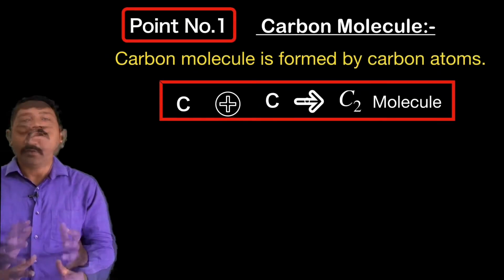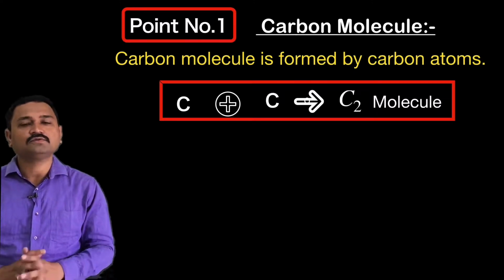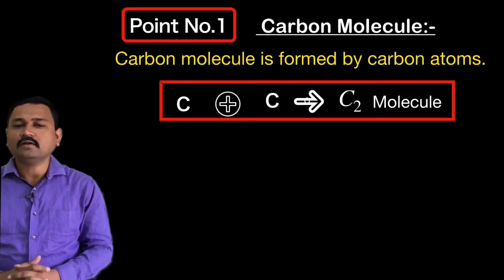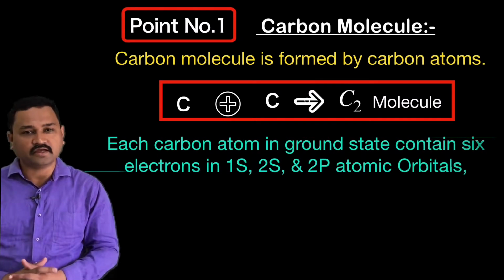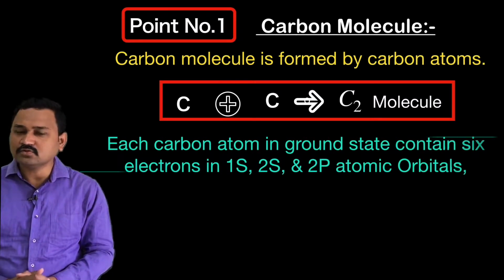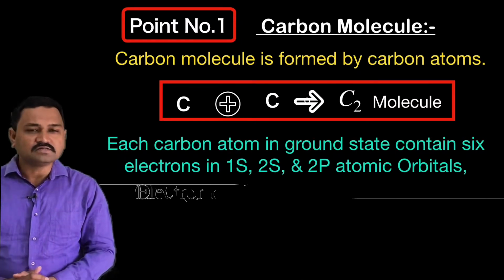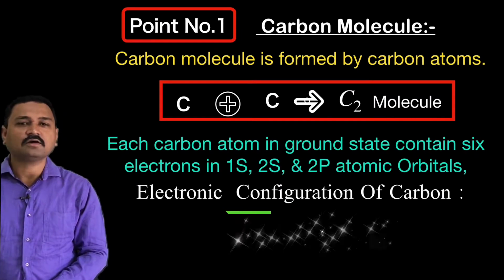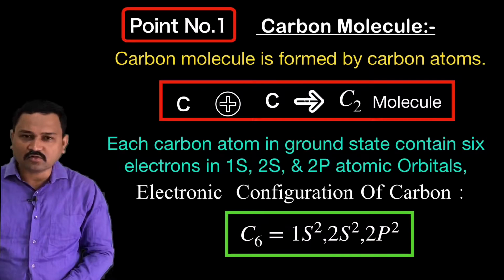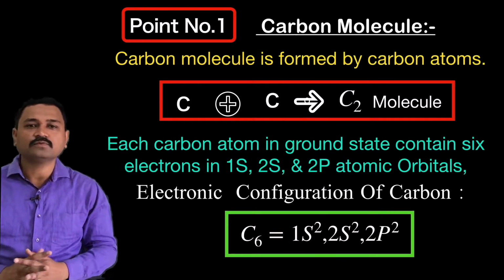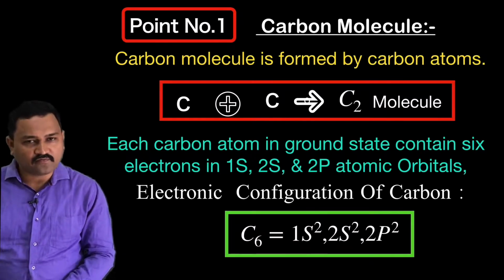We know that carbon molecule is made up of 2 carbon atoms, and each carbon atom in the ground state has 6 electrons in the 1s, 2s and 2p atomic orbitals. Then we considered the electronic configuration of the carbon atom. We know that carbon atomic number is 6 and its electronic configuration will be 1s2, 2s2 and 2p2. So that is our point number first.